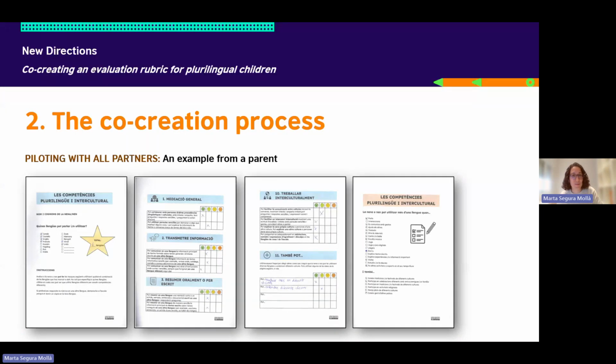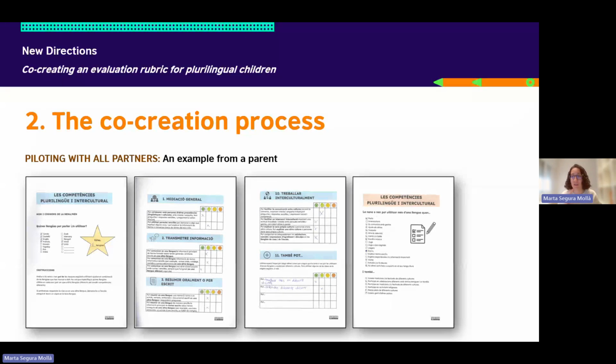And then this is the final version of the rubric that Janine already showed before. So this is an example from the piloting. Actually, this is filled in by one of the parents of the school. And we can see on the first image on the left that these kids speak 6 different languages.